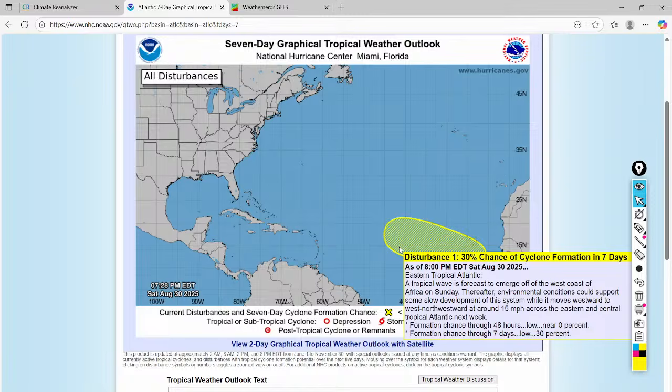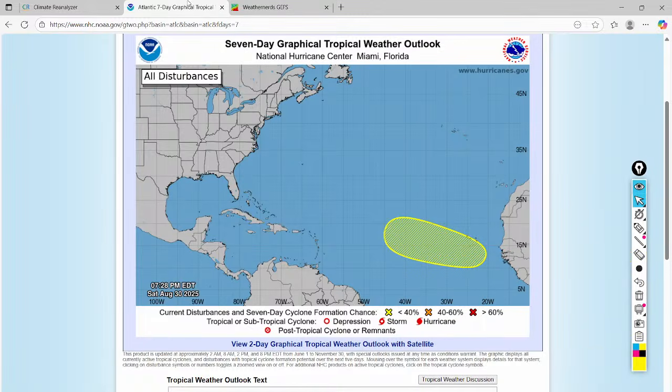I do think generally right now, this will be supporting some gradual development in the system, and we will be seeing this move across the Atlantic at 15 miles an hour, basically through the central Atlantic next week. I do think this would generally go up a little bit more, maybe even up to a 40 by tomorrow, as the chances have kind of gone up.